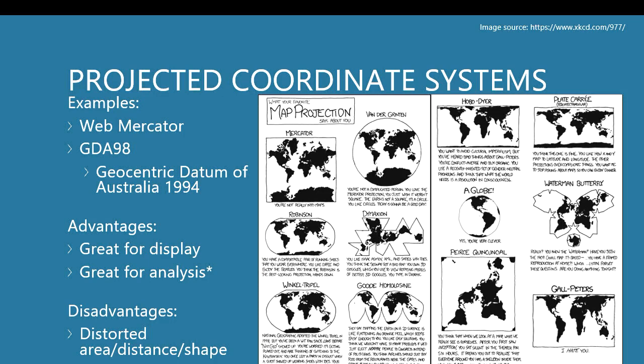In order to actually represent a 3D object on a 2D surface, we would use a projected coordinate system. The Mercator projection is probably one of the most common ones we've seen around, and there's a web-based version called Web Mercator. For the Australian audience here, there is the Geocentric Datum of Australia 1994, sorry, it's tapping my slide, which is probably the more commonly used one for representing Australian data. Some of the advantages of this is that it's great for displaying on a web map, and it's also great for analysis.